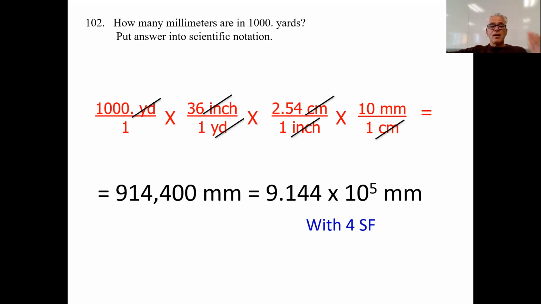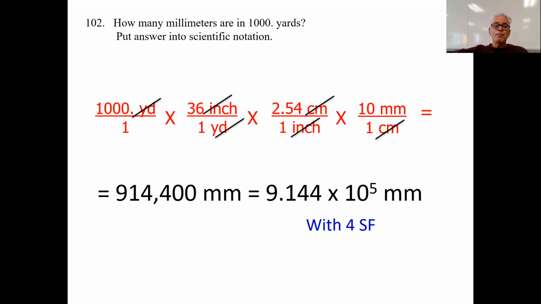Multiplying across the top, 914,400. On the bottom, it's just 1. I didn't even write that. And so we have to convert this with 4 significant figures to scientific notation. Now, the decimal point is after the 0 and before the mm in 914,400. But there's no decimal point. We know it's there, but it's not written, because if the dot was there, we'd have 6 significant figures.